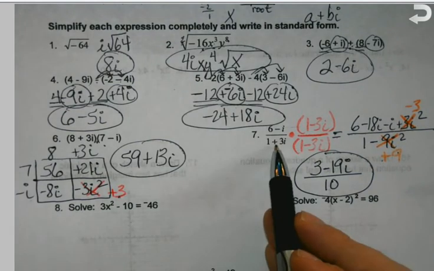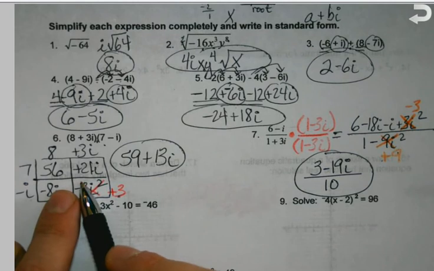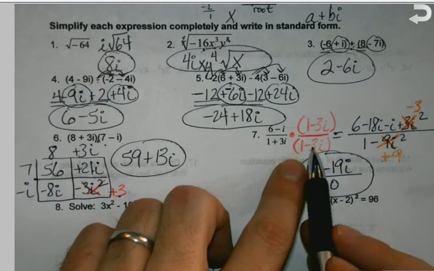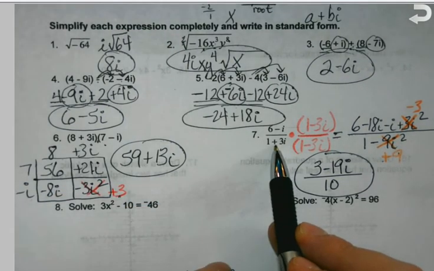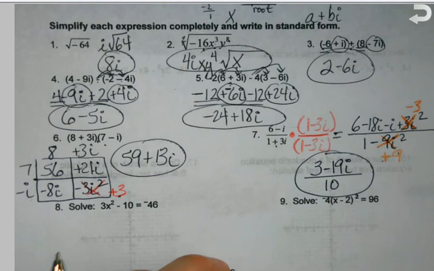You just got to remind yourself on these. Were you okay FOILing over here? Yeah. Okay, you're doing the same thing here. Whatever sign you see in the middle, in the denominator, just flip it, and then you're just FOILing top and bottom out. Okay?